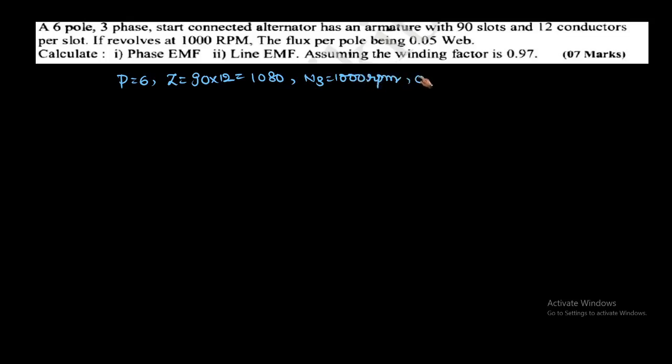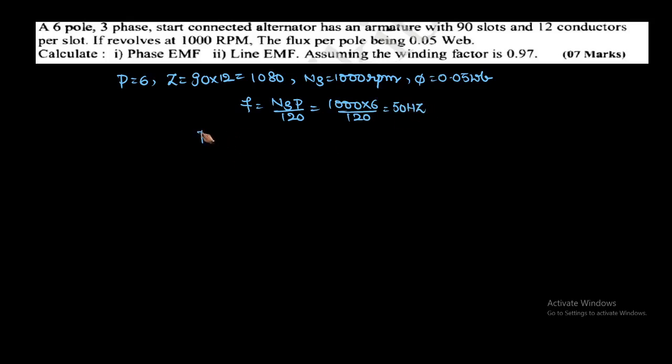Next, flux per pole is 0.05 Webers. So that is the question, that is the data given. Now let us calculate the phase EMF. For calculation of phase EMF, because the speed is given, first we have to calculate the frequency. As we have seen in the previous problem, the frequency is Ns into P divided by 120, that is 1000 into number of poles 6 divided by 120. The same we are going to get, that is the 50 hertz frequency.